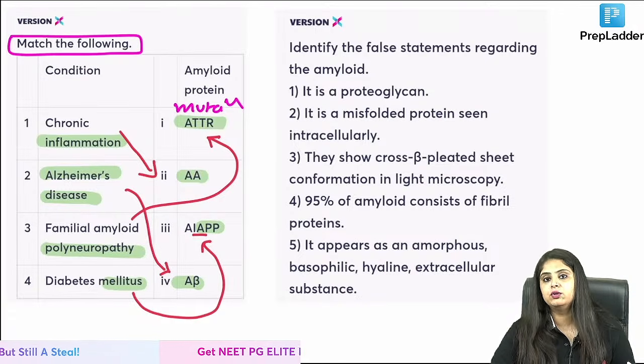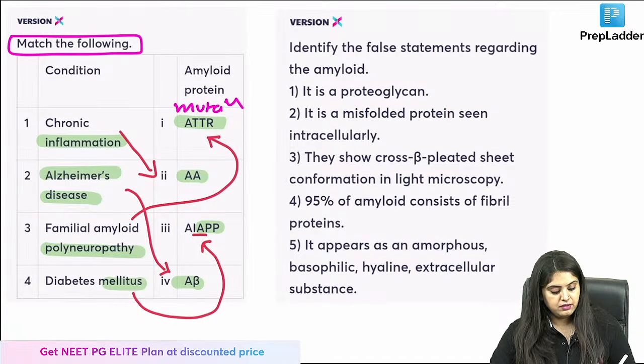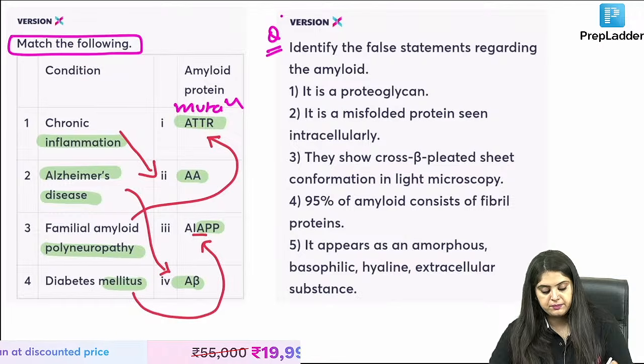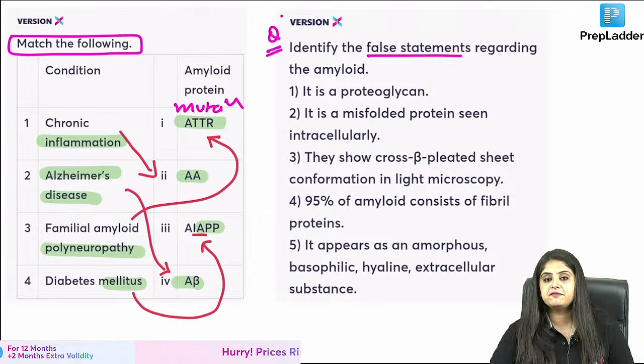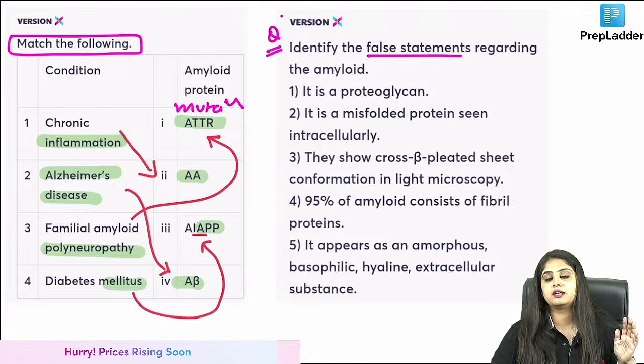Islets of the pancreas will go with diabetes only. Matching is done. Amyloidosis is not. There's another question. Identify the false statement. You have to tell me the false statements. You have 5 written in front of you. Make a combination and tell me.